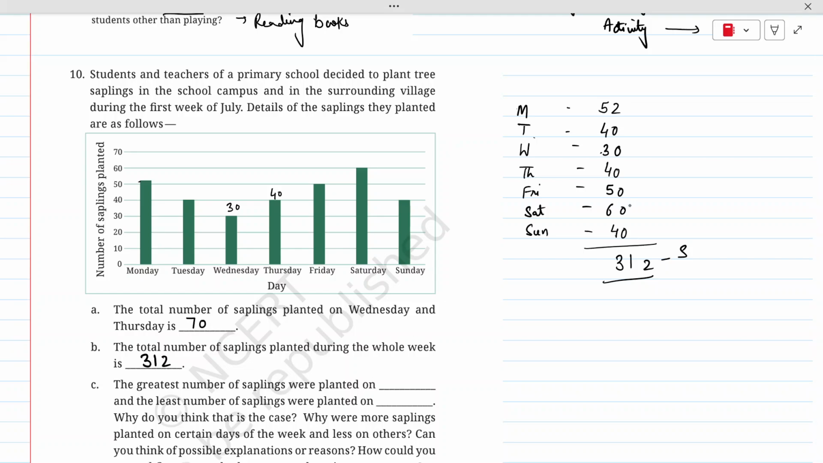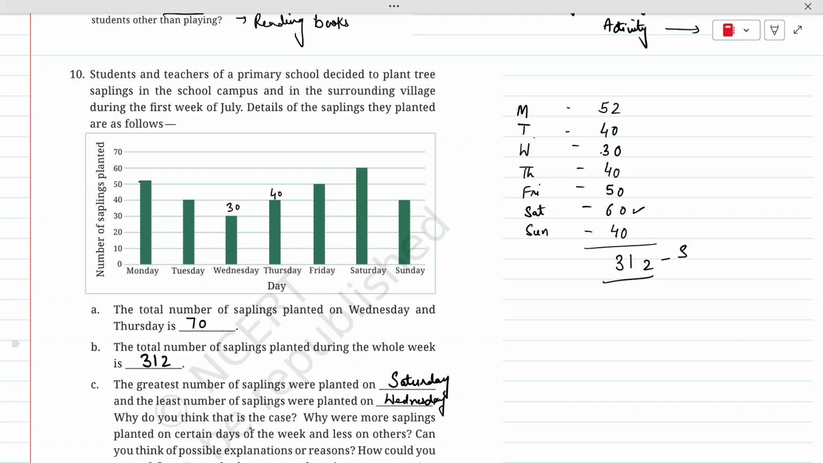The greatest number is 60 here, right? So it was planted on Saturday. Saturday from the graph we can say has the highest bar of 60. And the least number of saplings were planted on which day? So least number, if we see here, we have 30, which is on Wednesday, right? This is Wednesday, I'm writing here.